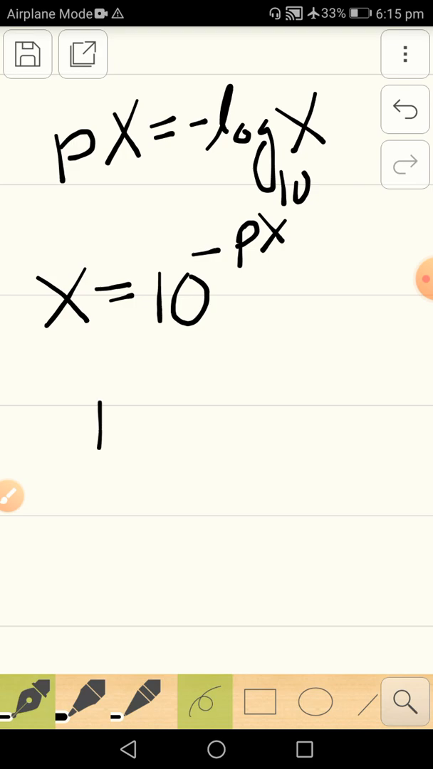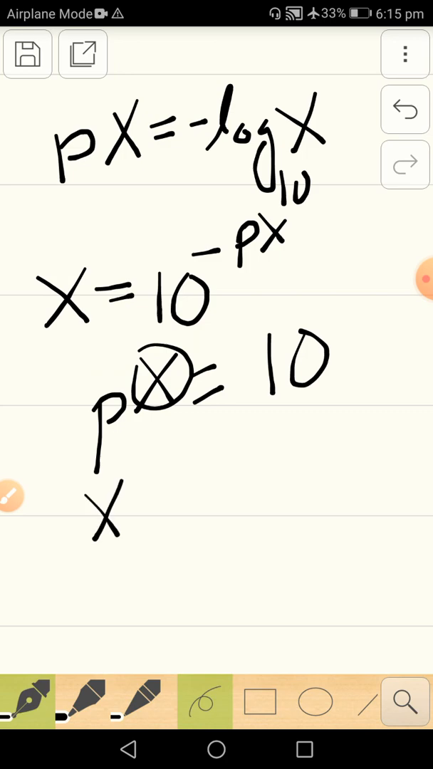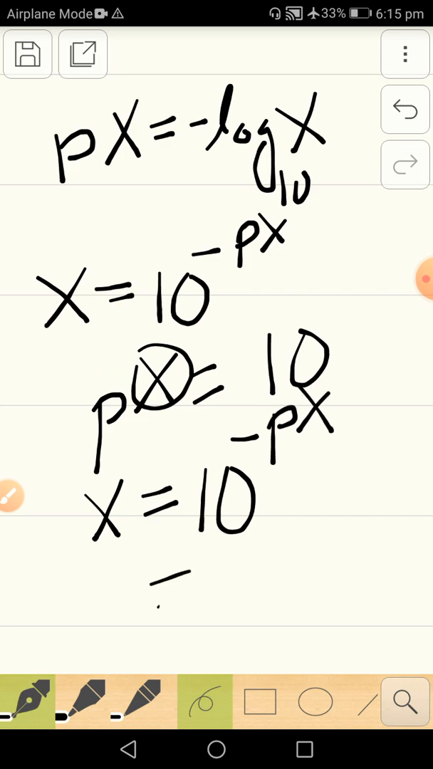For example, if px equals, for example, 10, and you are asked to find the value of x, then x will be equal to 10 to the power minus px, that means 10 to the power minus 10. So that's the main thing.